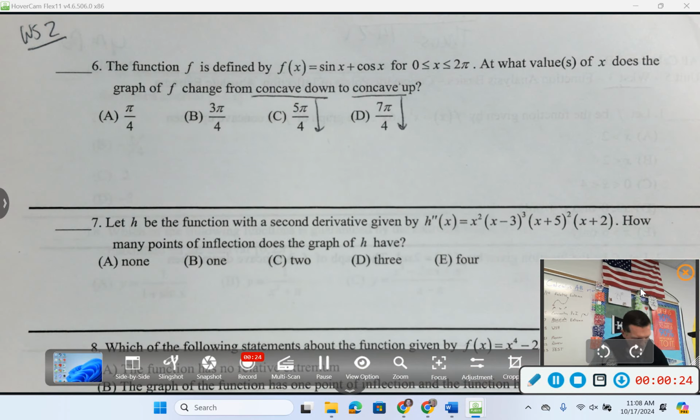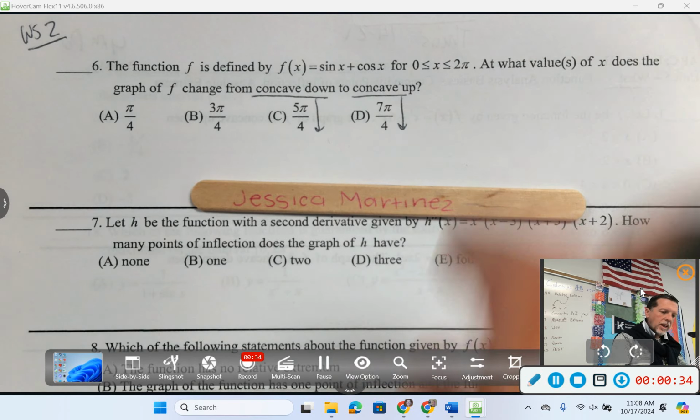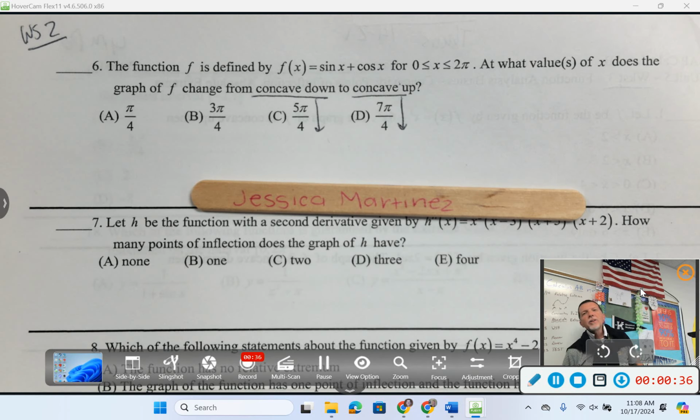So how am I going to know if a graph is concave down versus concave up? Jessica, how do I know if a function is concave down? What would tell me that a graph is concave down? And not just like the picture, but which derivative?